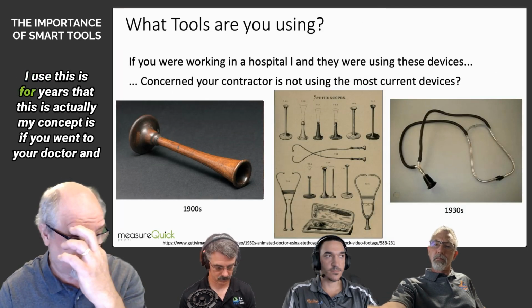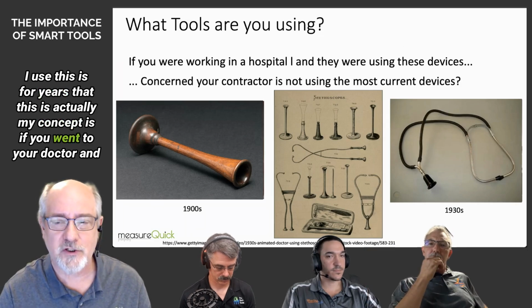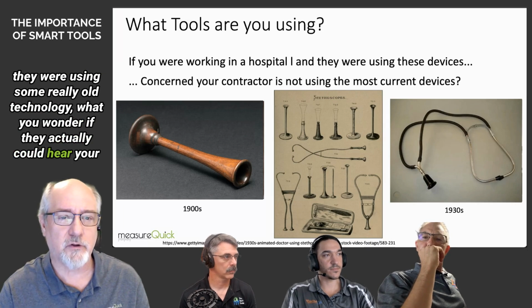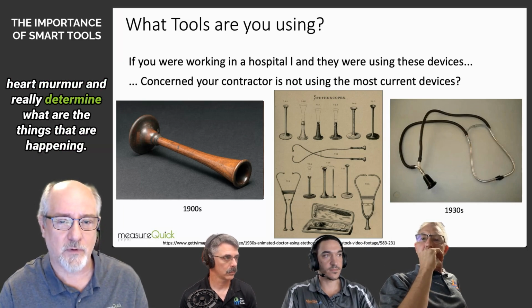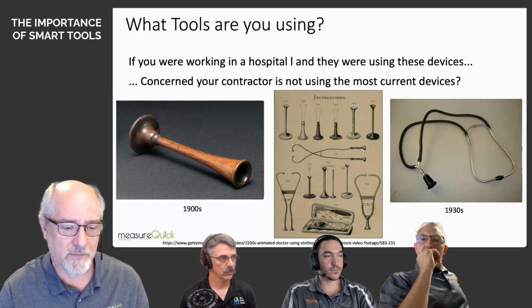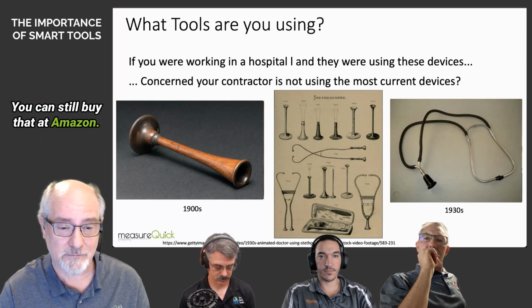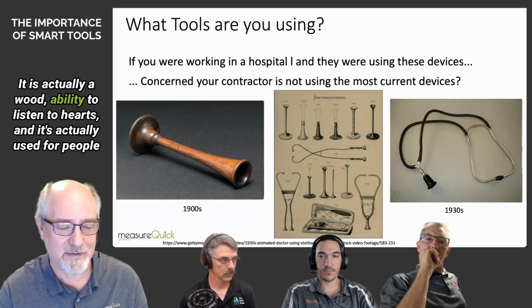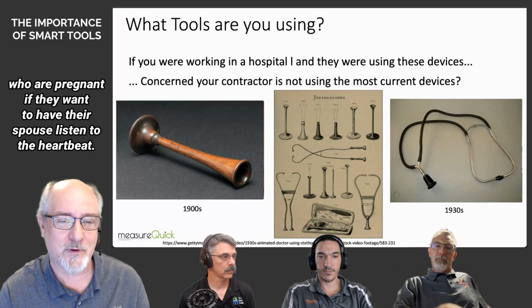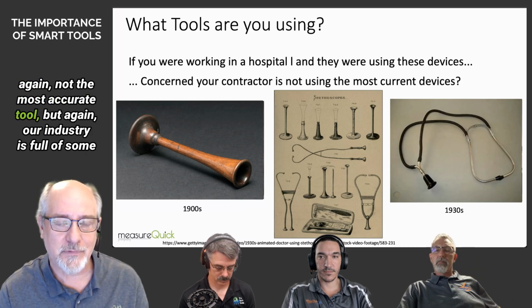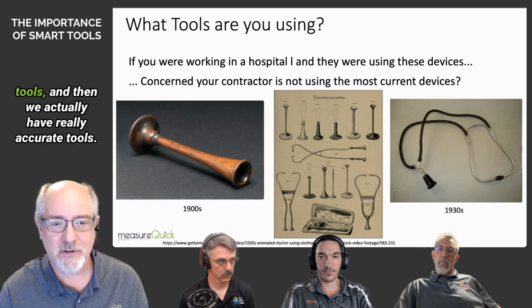I've used this for years. This is actually my concept: if you went to your doctor and they were using some really old technology, would you wonder if they could actually hear your heart murmur and really determine what is happening? Then I realized that the image on the bottom left, you can still buy at Amazon. It's actually a wooden device to listen to hearts, and it's used by people who are pregnant if they want to have their spouse listen to the heartbeat. Again, not the most accurate tool.